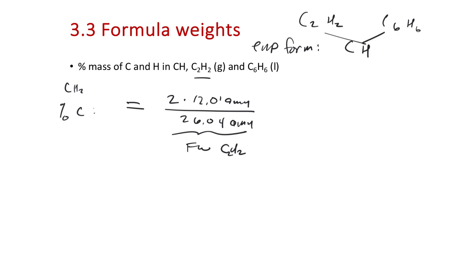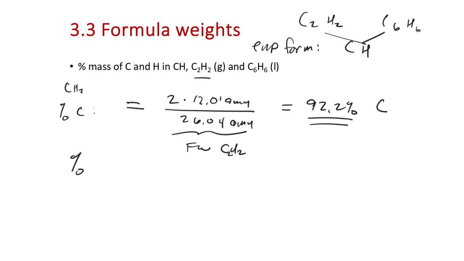So we take just the carbon mass in the molecule, divide by the total mass of the entire molecule. So 2 times 12.01, divided by 26.04. That gives me 92, let's go to 3 sig figs here, so we'll call it 92.2%. So that's the percent of the mass in C2H2 that's due to the carbon in the sample.